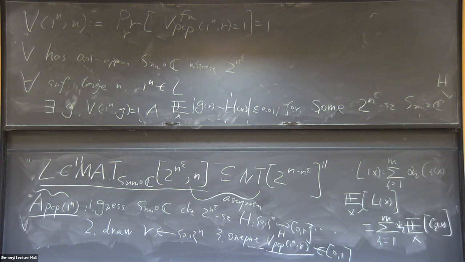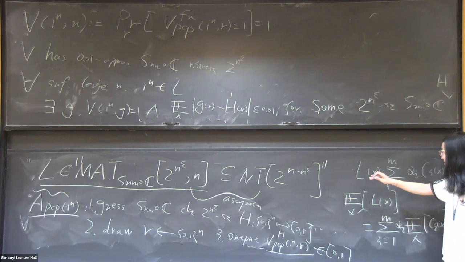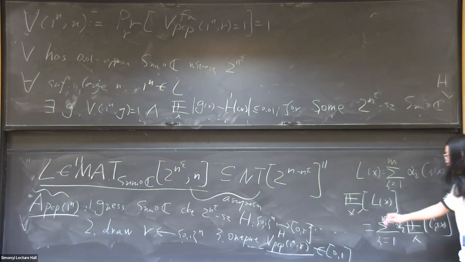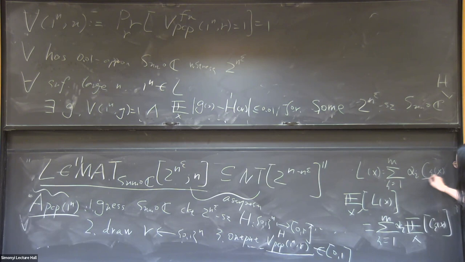Nobody knows what CAPP is, so CAPP is: I just want to estimate the acceptance probability of this particular circuit over random inputs. Okay. And then this can be reduced to estimating the acceptance probability of its components, right? Yeah, by taking a linear sum. So this means that if I can estimate those, I will have an estimate of this.